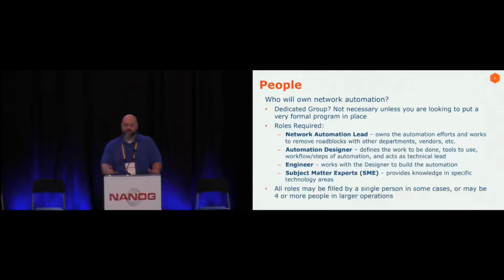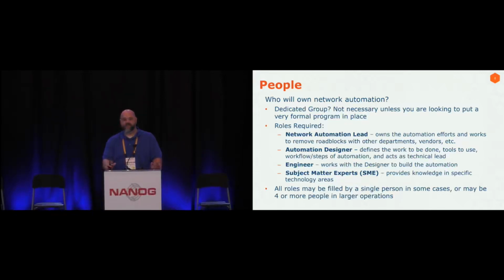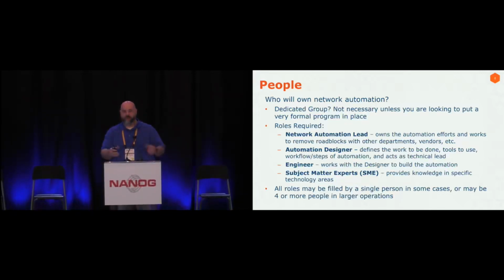So people, we'll run through this one really quick. You've got to know who's going to own your network automation. Do you need a dedicated group that is your network automation group? And the answer to that is no. You don't necessarily need that. If you're a large enough organization, maybe you do. Maybe there's enough automation activities that you need to have that dedicated group with 5 to 10 people in it that are focused on this.